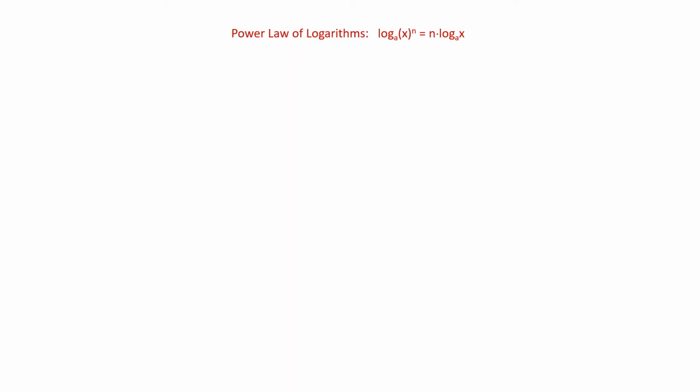Now we have another law. This is a really cool one, the power law. So just look at this before we do anything. Look at what we have here. This log, I'll put this first part in a box, log base a of x, and here's the log base a of x. Those two are exactly the same.